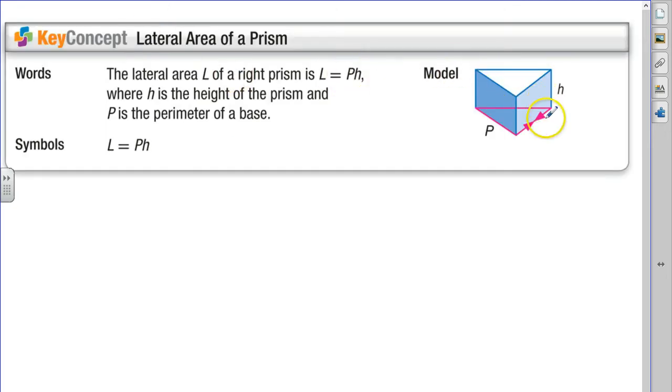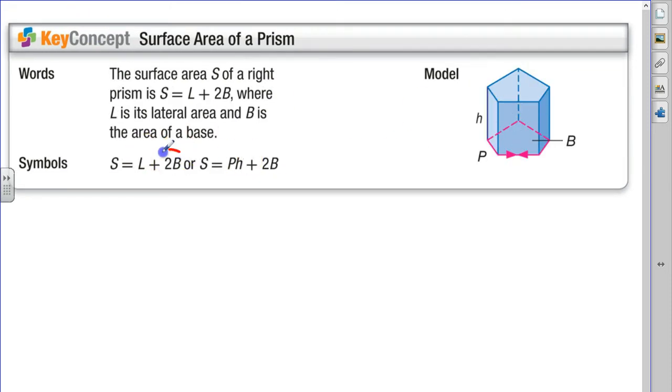That's the formula for lateral surface area. So the lateral surface area of a right prism is the perimeter of the base times the height. And then if you want total surface area, you just add on the two bases. So it's lateral surface area plus the two bases, or the formula I always write out is perimeter of the base times the height plus the two bases.